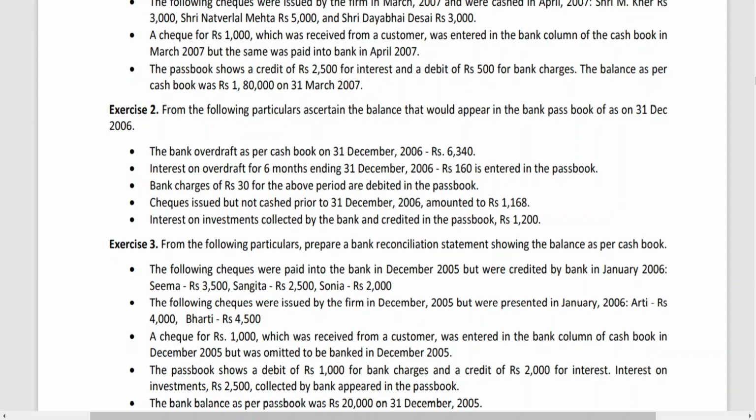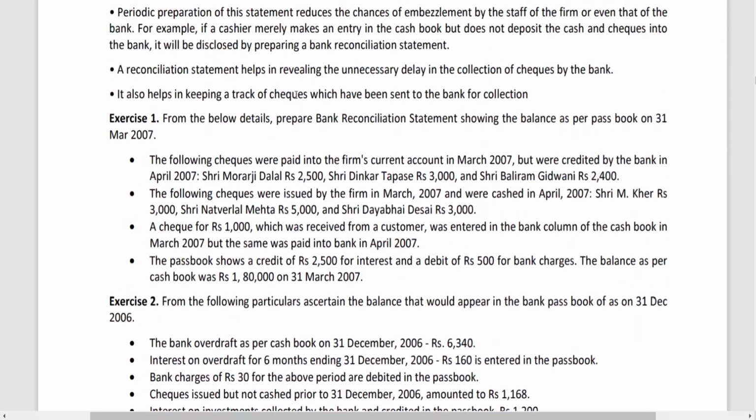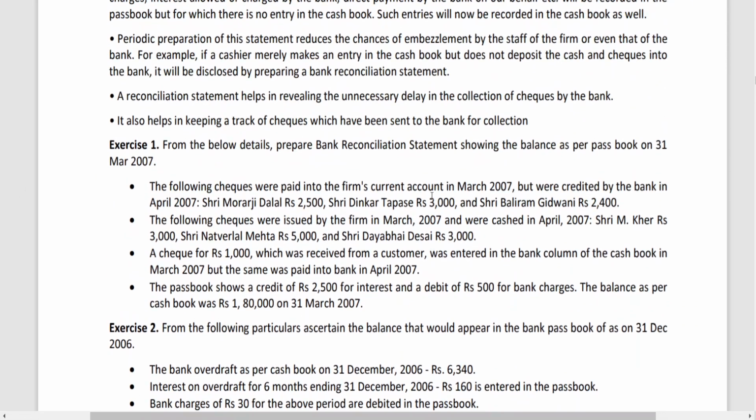Hi friends, good day. Last class I explained problem number 1. Today we take the third problem, because I told you last class that we were having problems where a list of causes is given. A list of causes means the reasons why the difference is there, like the following cheques were paid into the bank but not credited.